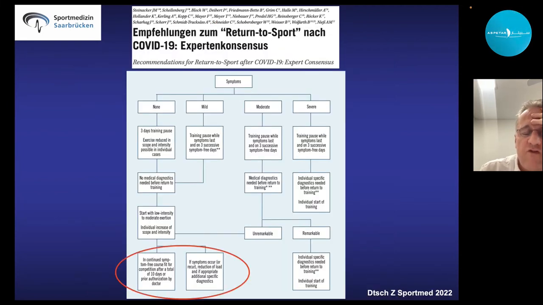The German recommendations, which have been published recently, take into account the developments in the Omicron time. And you can see in the red circle that the time between the first diagnosis and first competition has been reduced to only 10 days, and it may even be shorter when there is a continuous medical care from team doctors.